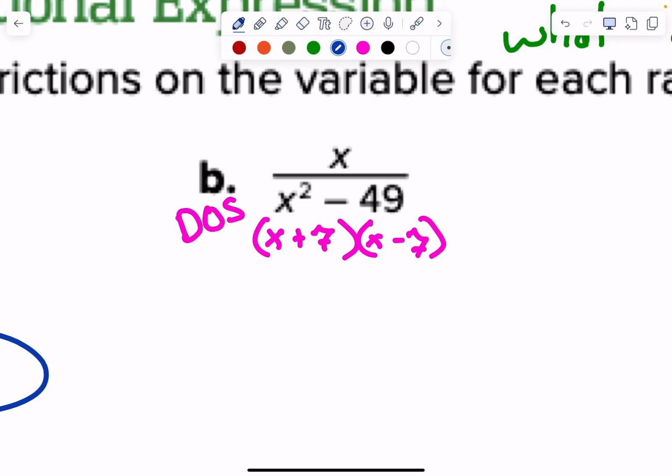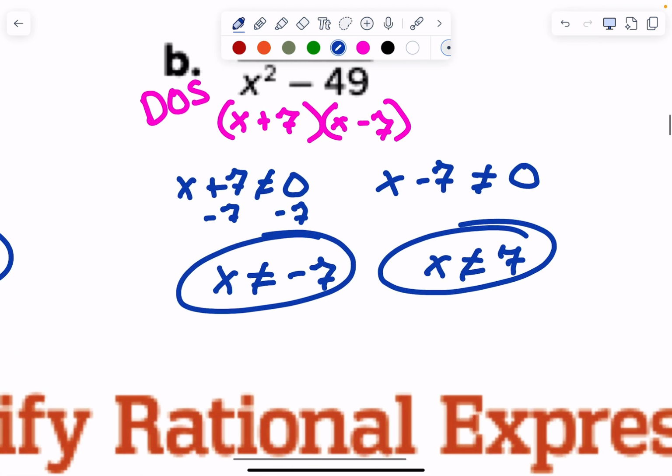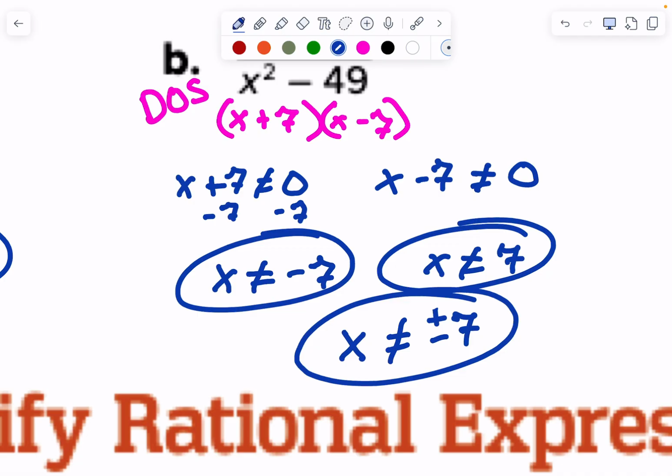So x can't be positive 7, can't be negative 7, right? x plus 7 can't be 0, and x minus 7 cannot be 0. So if I subtract the 7 over, x can't be negative 7, x can't be positive 7. Or if you want to write them together like Zach said, x can't be plus or minus 7. What? It could be negative 7. It can't be negative 7.